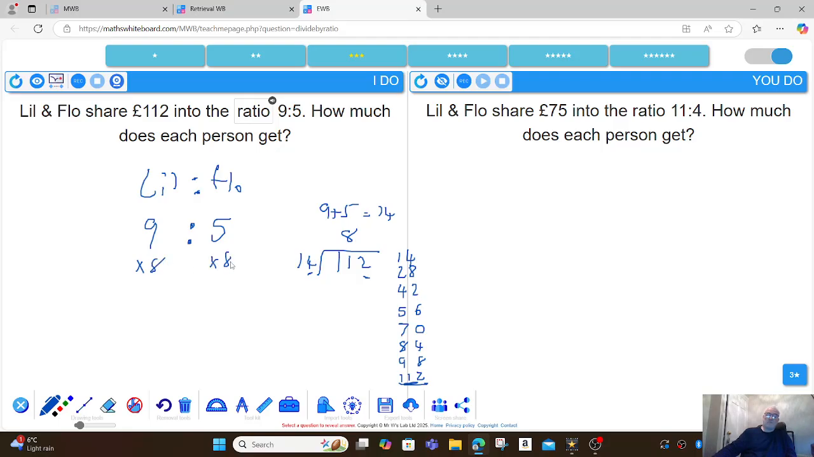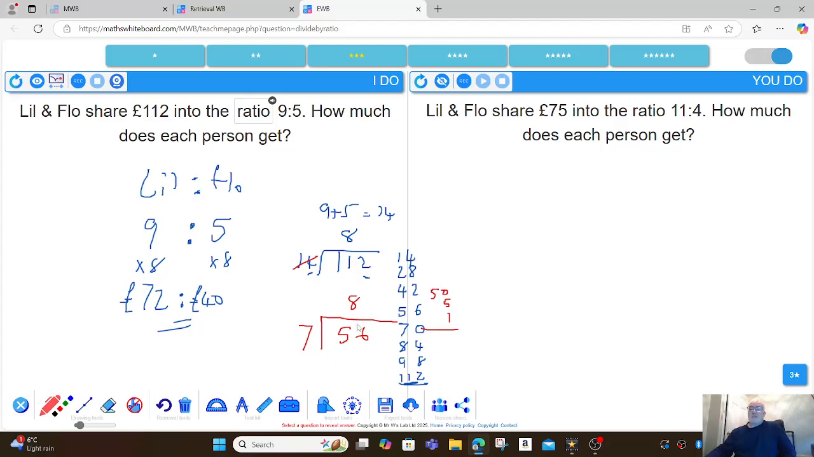So I'm going to times both my ratios by 8. 72 pounds for Lil, and 5 times 8 gives me 40 pounds for Flo, and that's how much each of them get. Like I say, if you wanted to have divided this by 2, you could have said, well, that's going to go into 7. Half of 100 is 50. Half of 10 is 5. Half of 2 is 1. So 56. And then 7 goes into 56 8 times. So it's entirely up to you which way you wanted to do that.